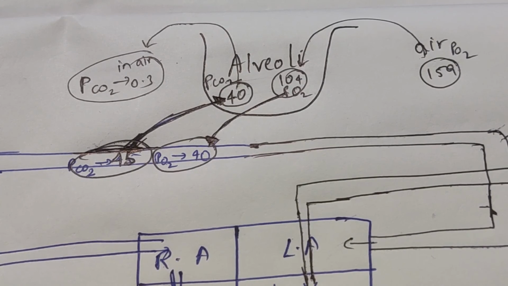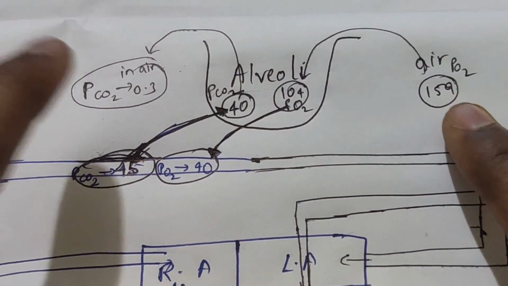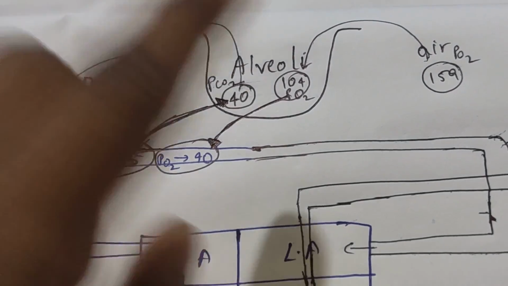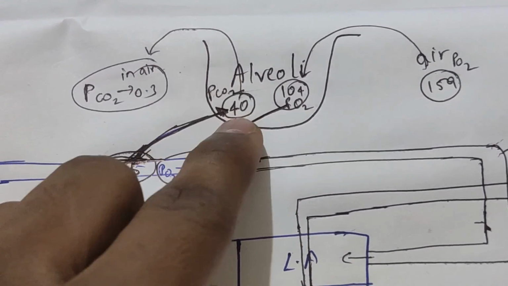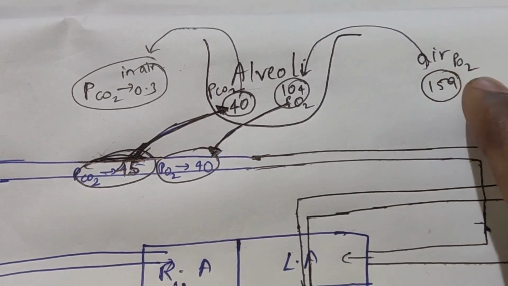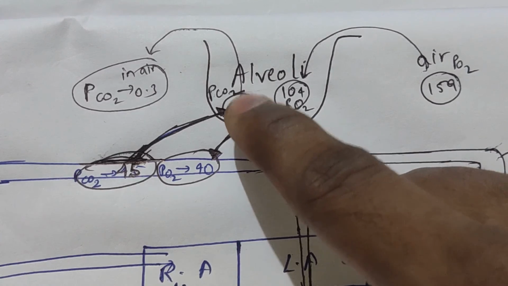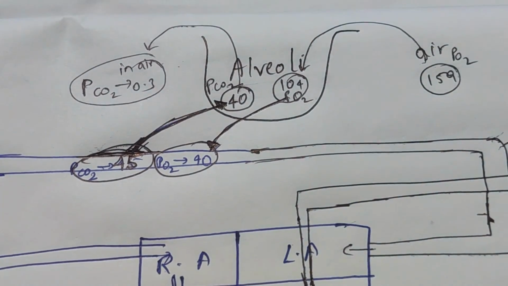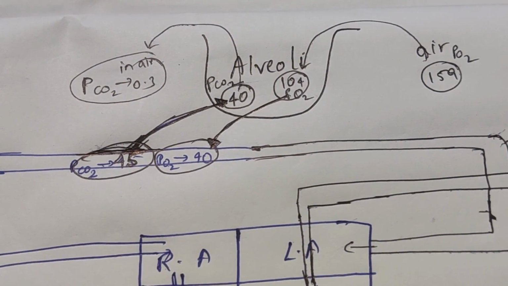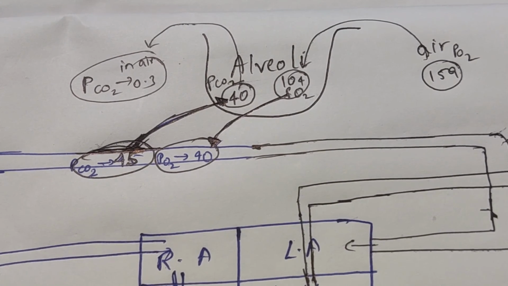If you remember the flow chart, I told you to remember the table. In that, we know the PO2 in air is 159, whereas PCO2 in air is 0.3. Whereas in alveoli, PO2 is 104 and PCO2 is 40. I told you that gas diffuses from higher pressure to lower pressure. So O2 goes from the higher pressure to the alveolar lower pressure, whereas CO2 also diffuses from higher pressure to lower pressure. This is what step 1 is.